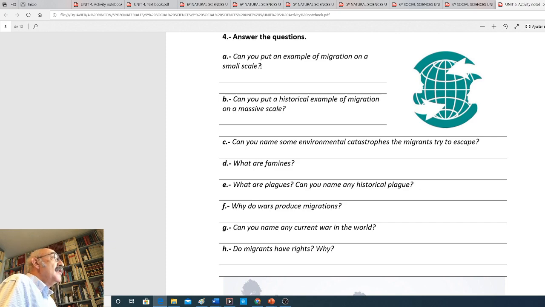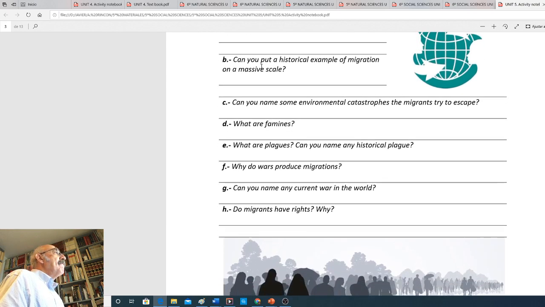Yes. Some of you said, okay, my case. I remember one of your fellow mates said that because we come from America, we are an example of a small scale. That could be, okay, but we need more than one family. But it could be a good example. A small scale, maybe some families that move from a country to another. Why? Because they always are looking for a better life.